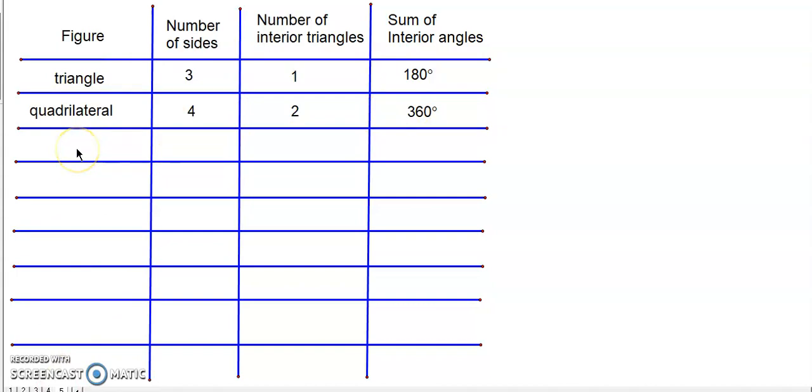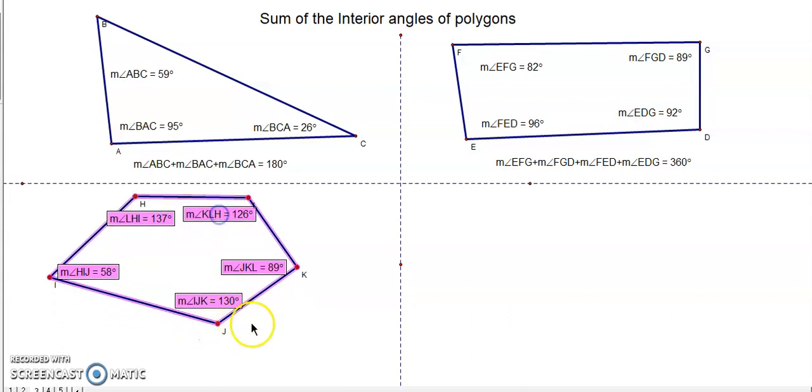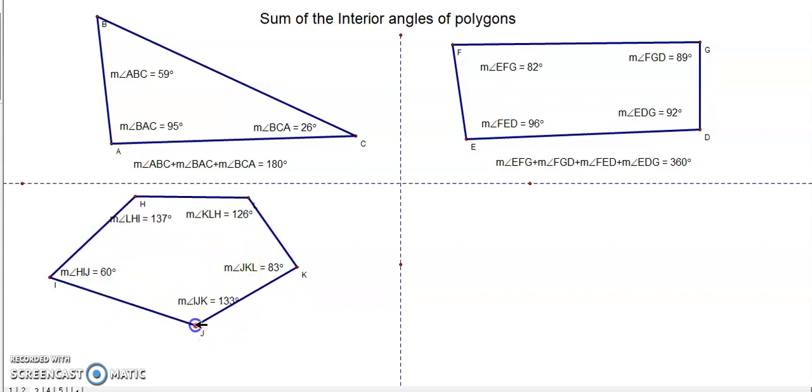Let's try a pentagon. Here I've drawn a pentagon and I've measured all the angles. Now it's not a regular pentagon, but it doesn't matter. Let's add up all the angles, and see what we should get. Well, first let's draw some lines to each vertex, like this and like this. How many triangles do I have inside this pentagon? I have 1, 2, 3. So it should be 180 for this one, 180 for this one, and 180 for this one. So it should be 3 times 180, which is 540.